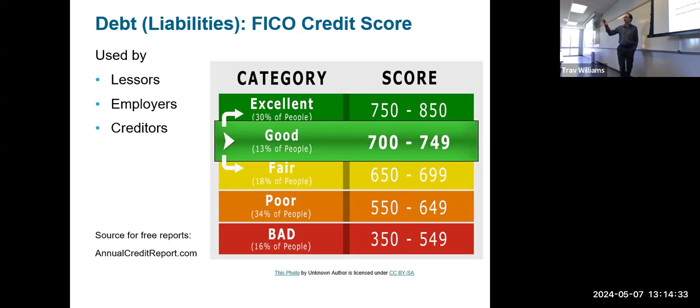Now, let me ask our resident banking expert, what do you think about that? How well does the credit score really reflect a person's creditworthiness, in your opinion?